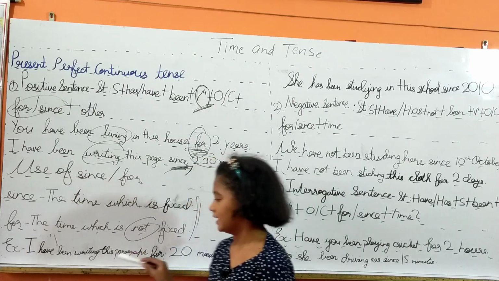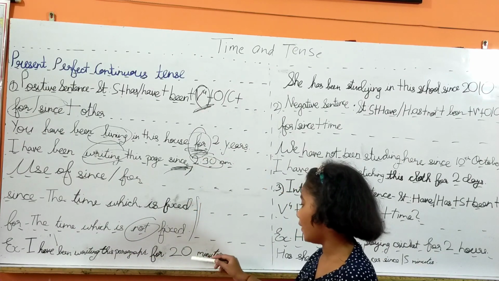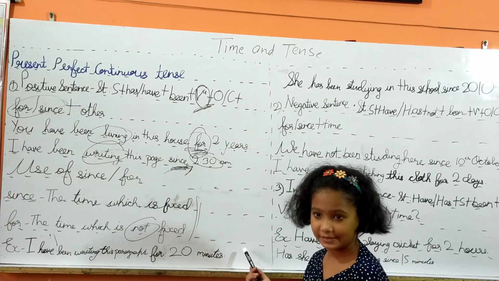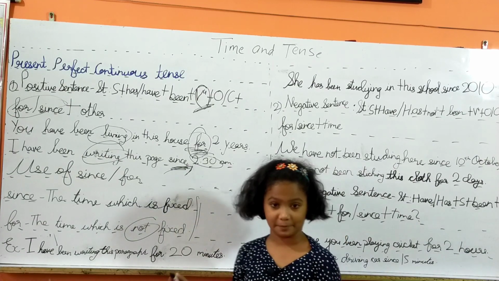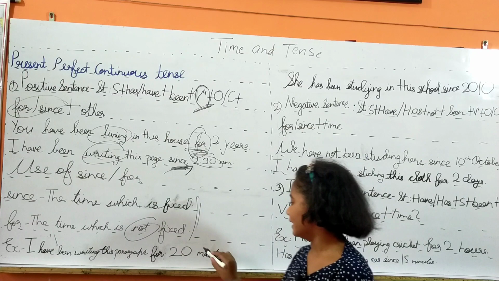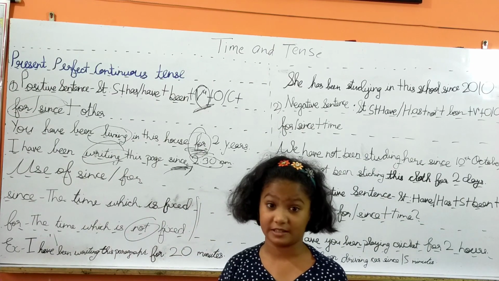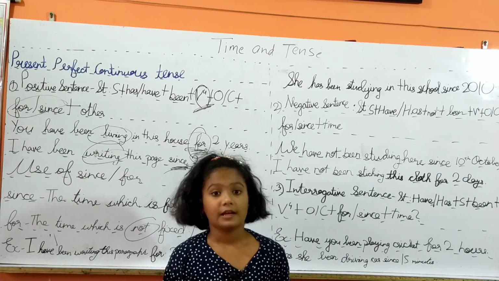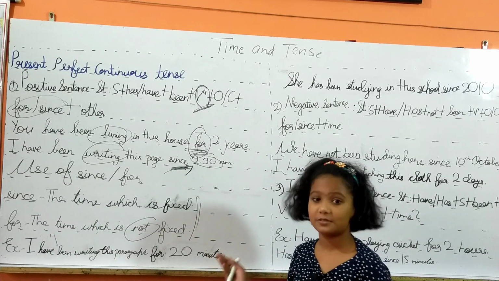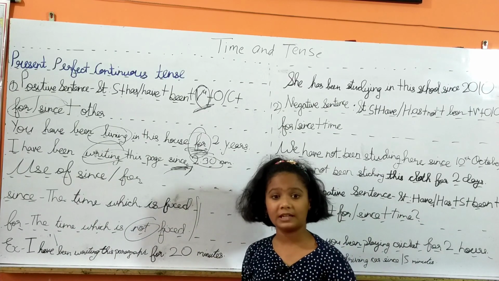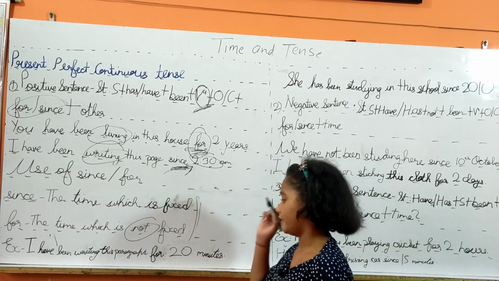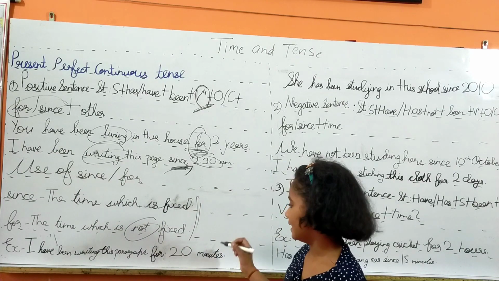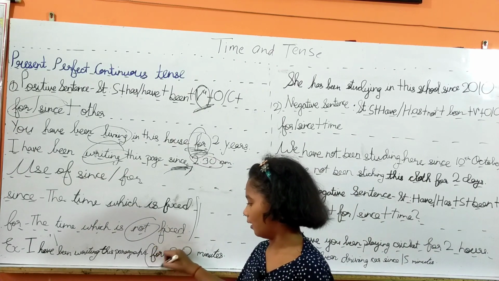I have been writing this paragraph for 20 minutes. Here, 20 minutes is not a fixed time, because it is not written from which hour the 20 minutes are counted. It is only written 20 minutes, not from 2 o'clock or from 5 o'clock. There is no fixed time. So we will use for here.